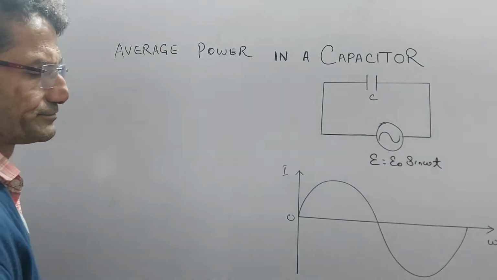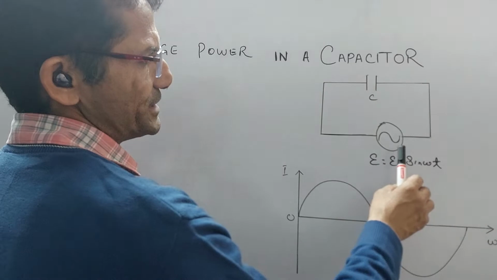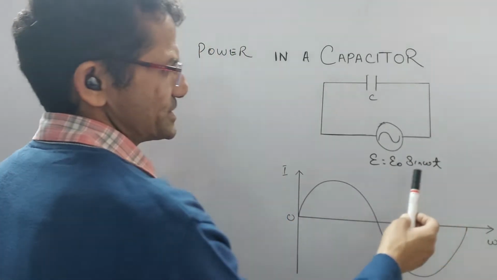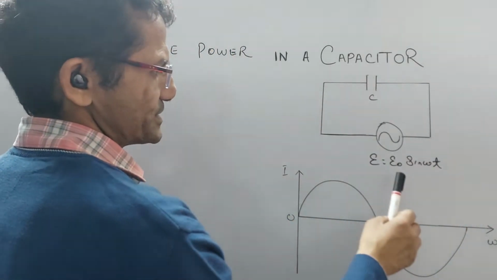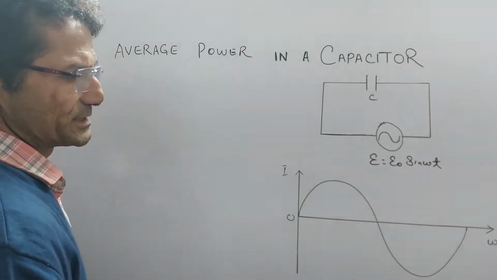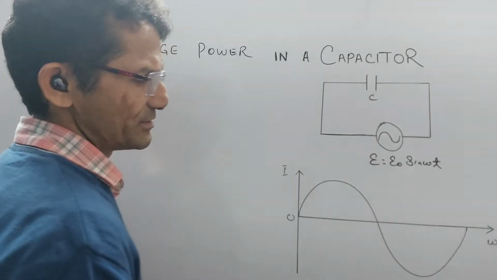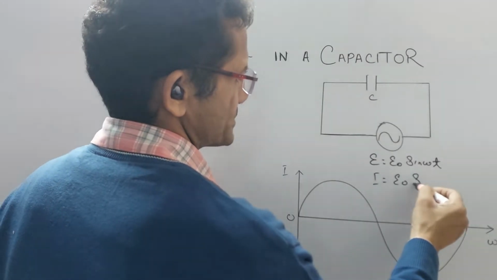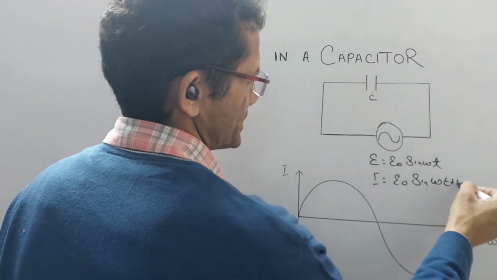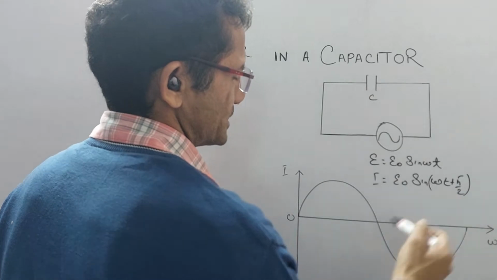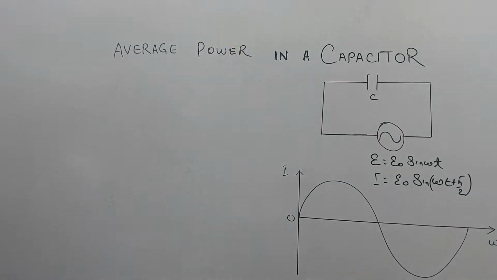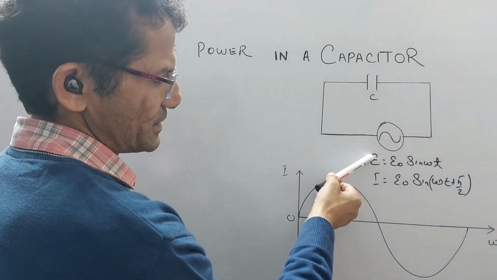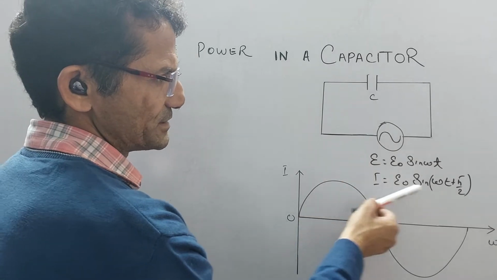We know that when an AC source is connected to a capacitor, suppose at some instant the potential difference across the capacitor is E naught sin omega t. The current and voltage are in different phases, and the current has the value I naught sin(omega t plus 90 degrees), because the current in the circuit is ahead of the voltage by an angle of pi by 2. The phase difference between the alternating EMF and the current is 90 degrees, pi by 2.